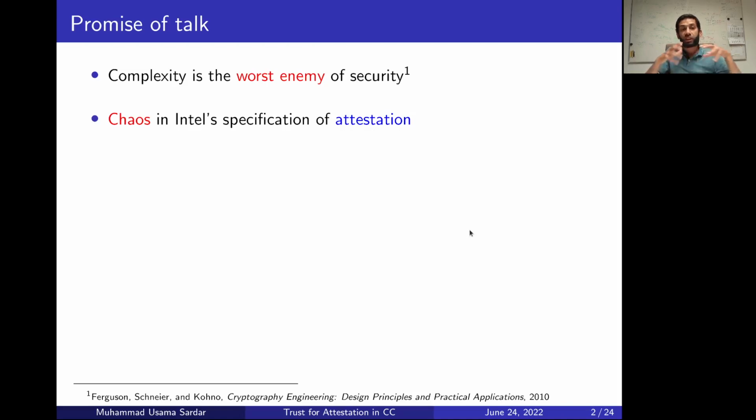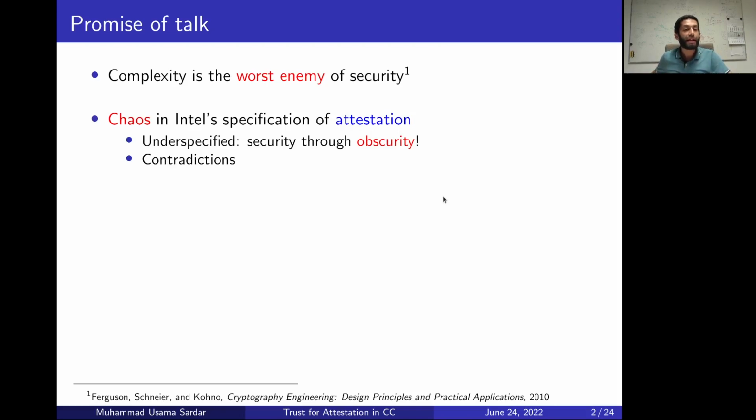So there is a lot of chaos in the Intel specification of attestation that I will describe in detail. More specifically, things are not properly specified, and this leads to security through obscurity. And secondly, the things which are actually specified contradict each other, and contradict other specifications in other documents of Intel. So there is a need for perspicuity and formal guarantees by which one can guarantee that the implementation of the system actually meets these specifications.